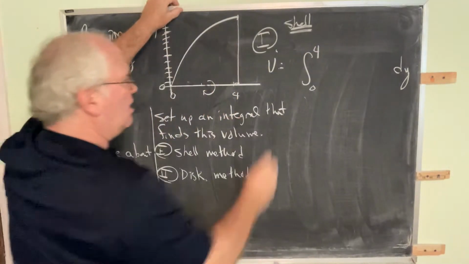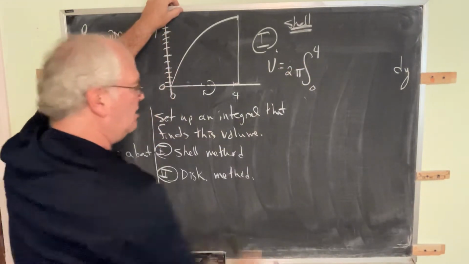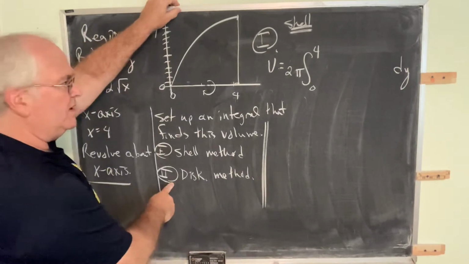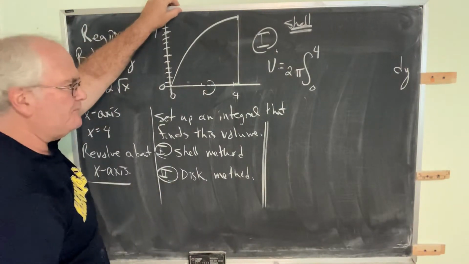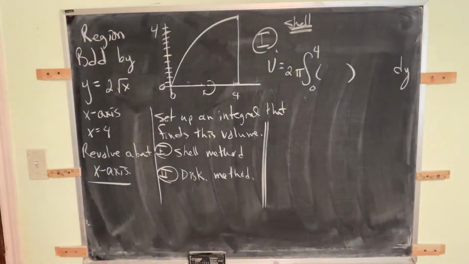And we're using the shell method, so we know the multiplier. The multiplier is 2 pi in the shell method. When we do the disk method pretty soon, the multiplier is only 1 times pi. All right? The next piece is we need the radius. That's rho.